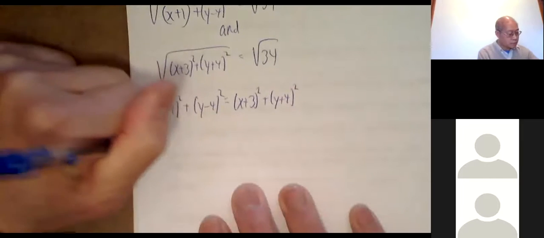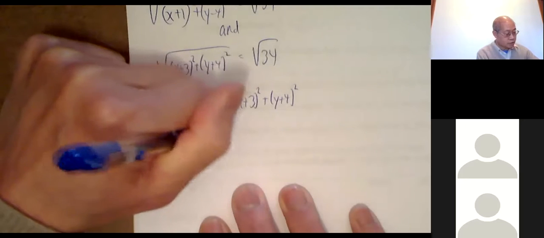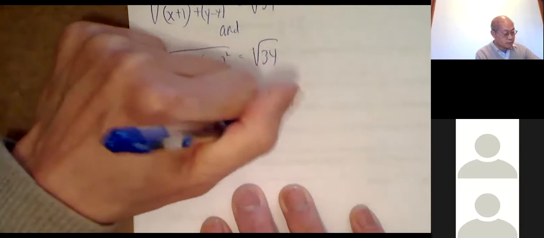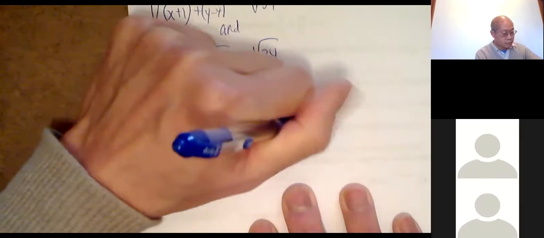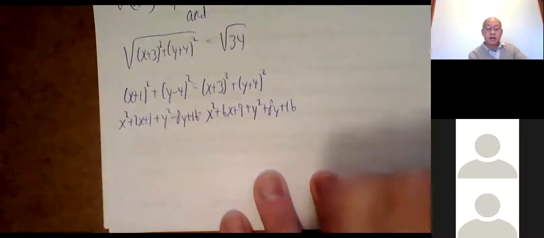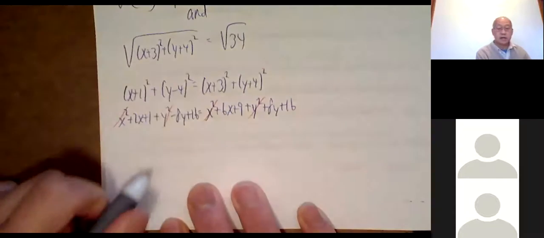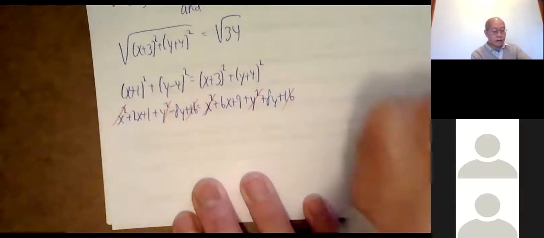Okay, so this is x squared plus 2x plus 1 plus y squared minus 8y plus 16 equals x squared plus 6x plus 9 plus y squared plus 8y plus 16. Let's see. I can subtract x squared on both sides, and I can subtract y squared on both sides. Looks like 16 cancels out. Very nice. So now what do I have?